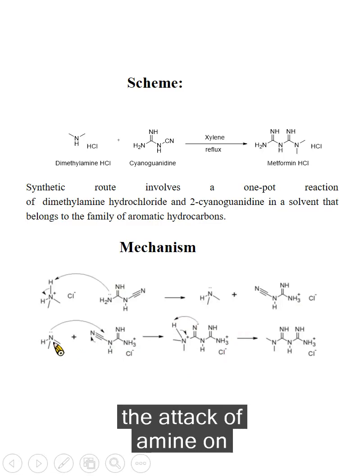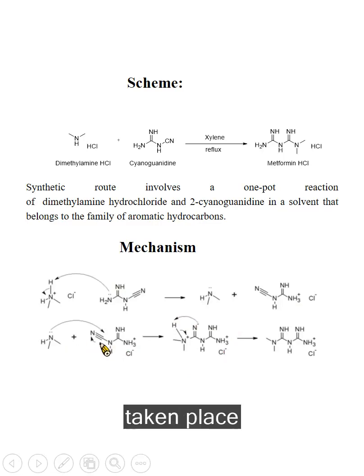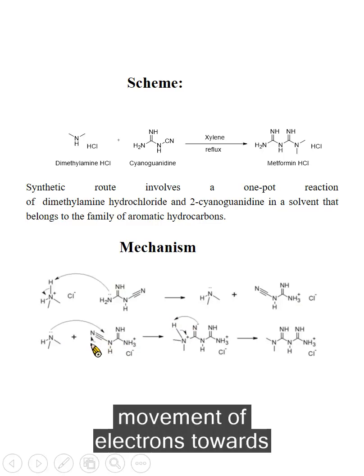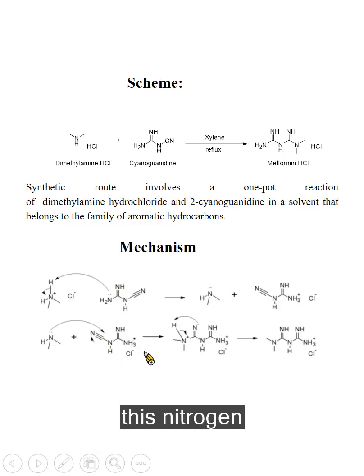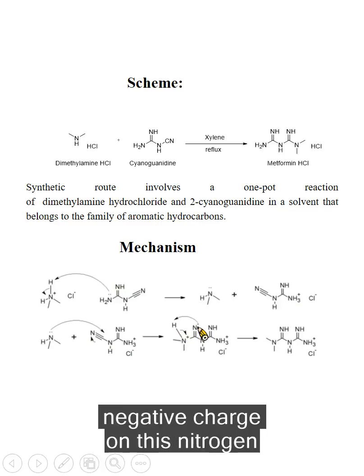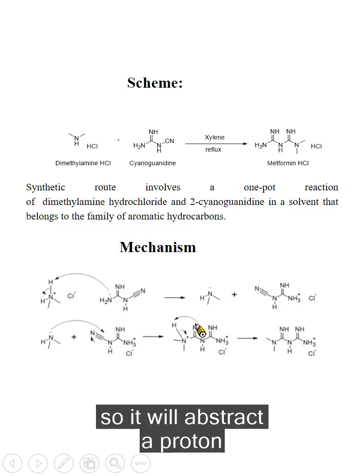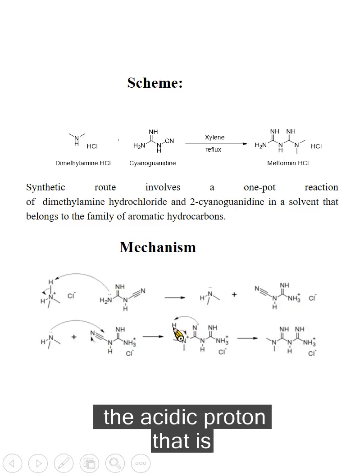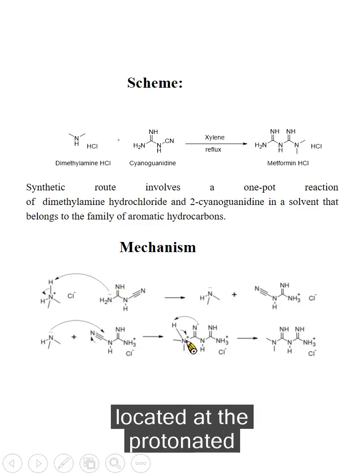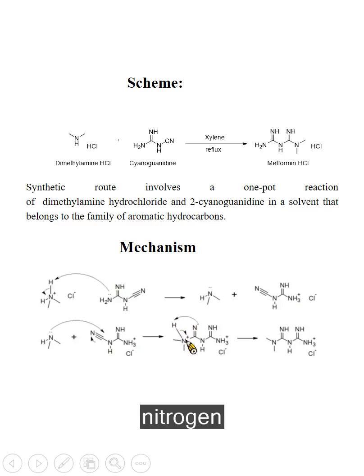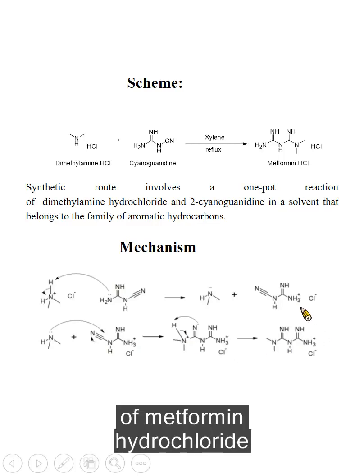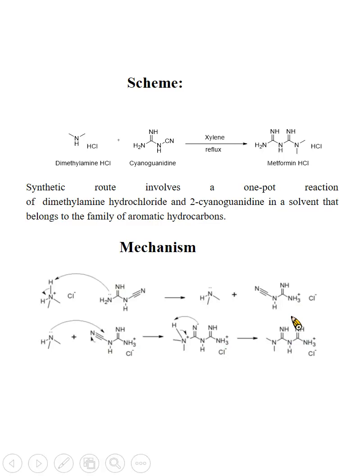The attack of amine on electrophilic carbon has taken place, which leads to a simultaneous movement of electrons towards this nitrogen. Now you can see there is a negative charge on nitrogen, so it will abstract a proton, the acidic proton that is located at the protonated nitrogen. And this will lead to the formation of metformin hydrochloride. Once again, I repeat the mechanism.